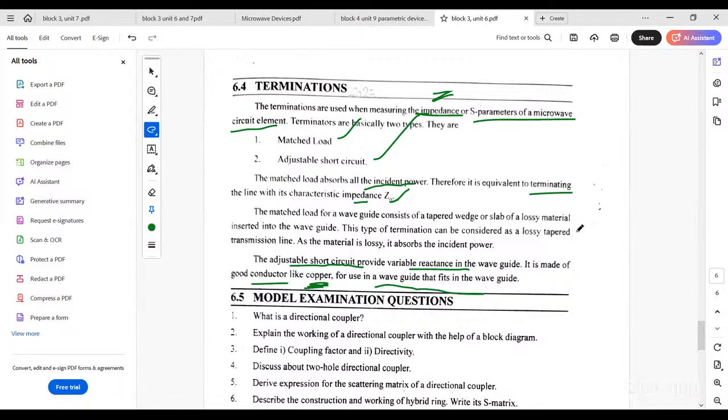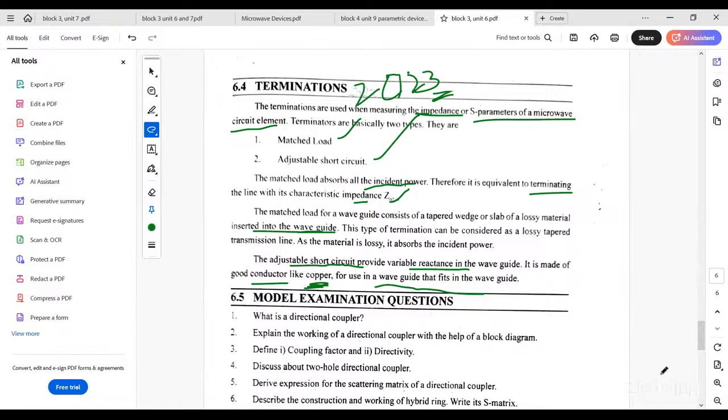What about this second paragraph? This second paragraph is again explaining about matched load only. A slab of lossy material is inserted in the waveguide. Termination means a break. In between two, I'm inserting one slab. It will disturb, is it? That is treated as a termination. This is about termination. Maybe this one is repeated in 2023 as a short question.